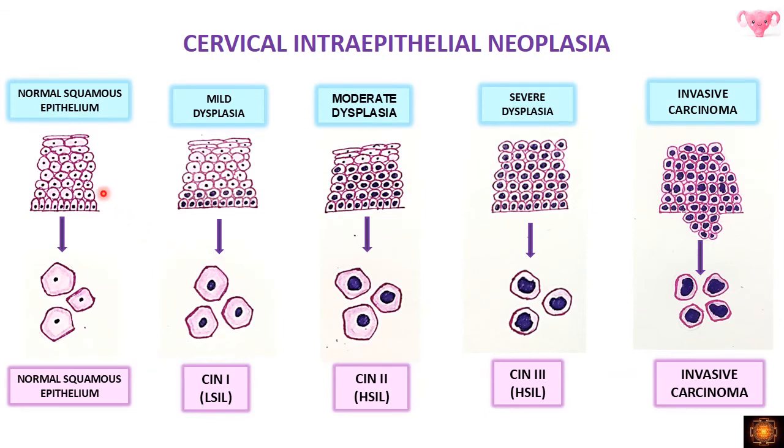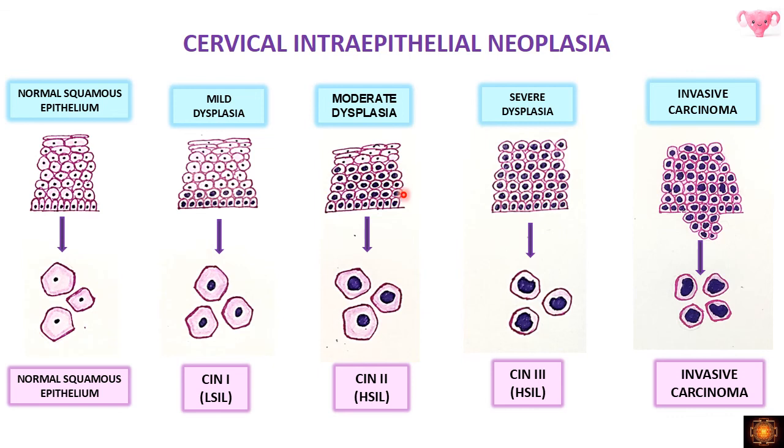Schematic representation. This is the normal squamous epithelium. This is how you see the cells in the pap smear. So these have a small pycnotic nucleus. In the mild dysplasia, you have the basal 1/3 of the cells showing dysplastic change. Atypical cells are there with increased nuclear cytoplasmic ratio. And this is how you see it in the pap smear. So you have a slight increase in the nuclear cytoplasmic ratio.